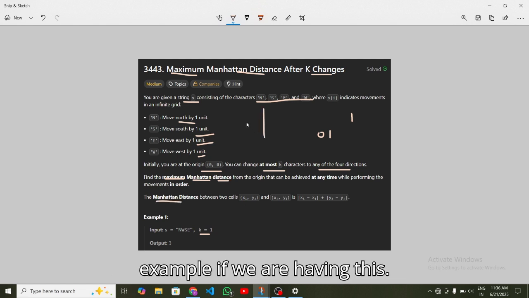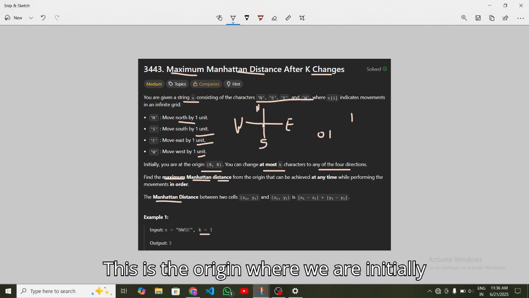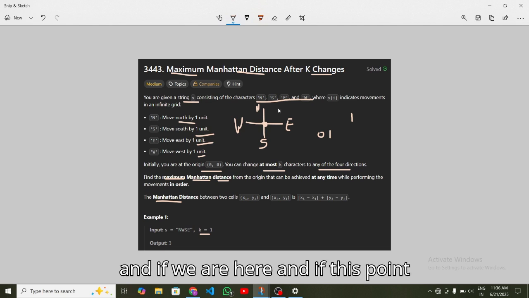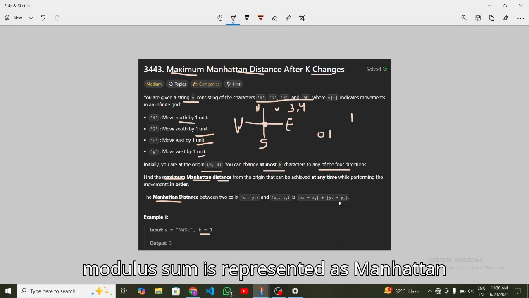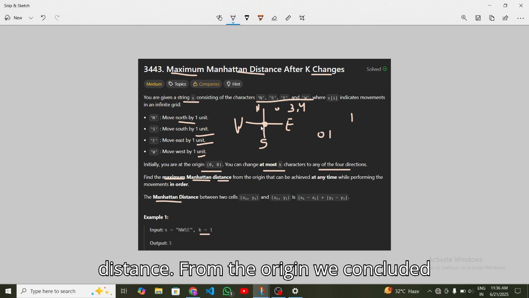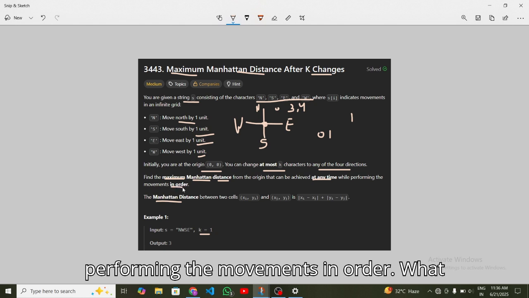For example, if we have this grid with east, west, north and south. This is the origin where we are initially, and if this point is 3, 4, then 3 minus 0 and 4 minus 0, their modulus sum is represented as the Manhattan distance from the origin. We need the maximum that can be achieved at any time while performing the movements in order.